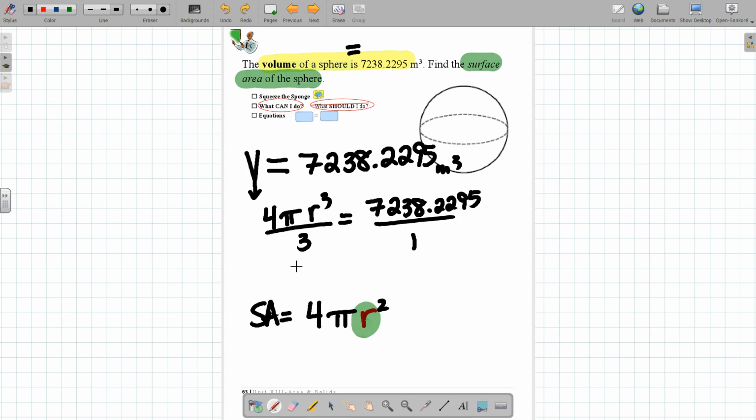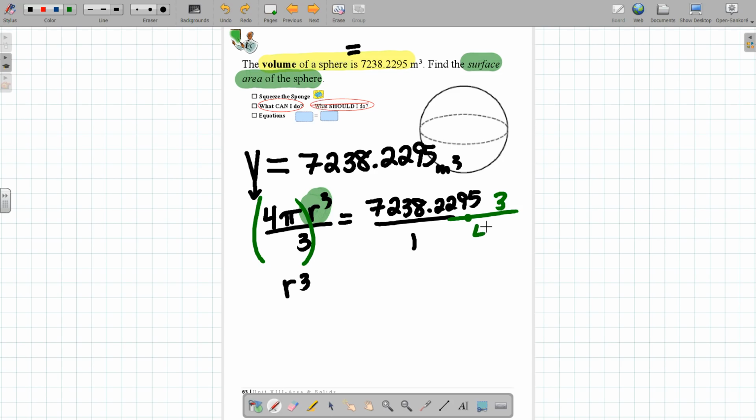Our goal is to solve for the radius. So watch what I do very, very carefully. My radius cubed, excuse me, my radius cubed. I'm basically going to flip this inverse, and I'm going to times by 3, but divide by 4 pi. So I'm multiplying by the inverse. And that's going to get me r cubed.